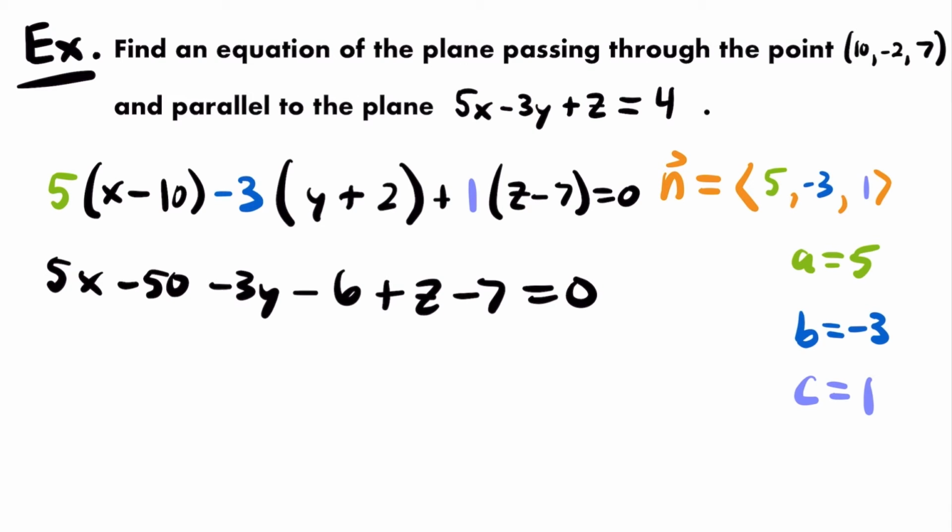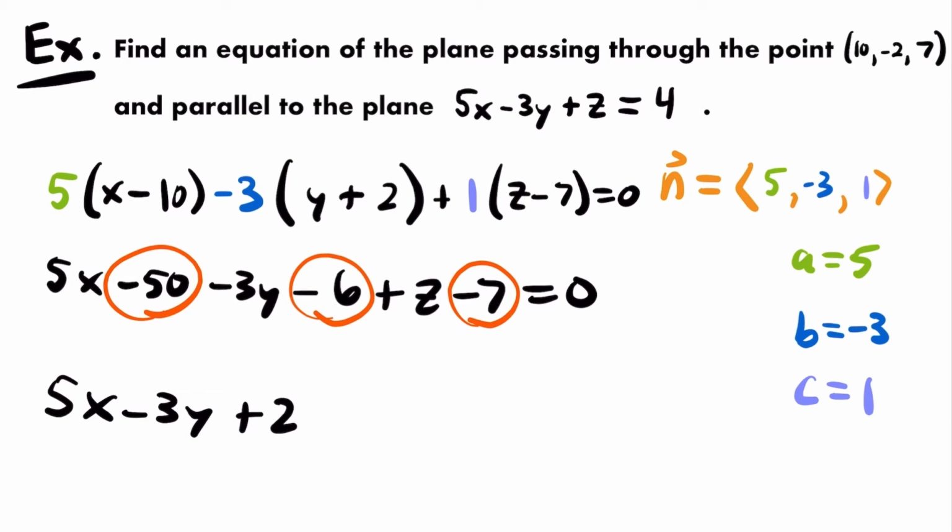And so now, to finalize this equation, we want to move all of our constant values over to the other side of the equation. So that would be -50, -6, and -7. We're going to add 50 and add 6 and add 7 to both sides of the equation. And so if we do that, we'll have 5x minus 3y plus z is equal to 50 plus 6 plus 7. And 6 plus 7 is 13, plus 50 is 63. So I'm just going to erase this and write 63.